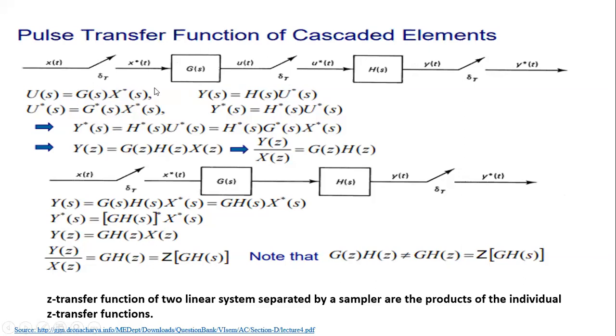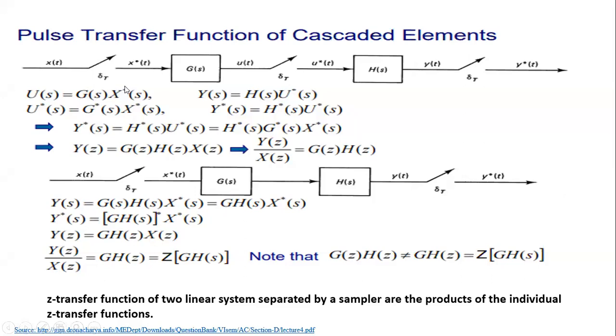U of t is equal to, or in this case it will be u of s. First step will be g of s into x star of s, and similarly y of s to begin with will be h of s into u star of s. So in the first line we have just written systematic equations for both of them. Now the ultimate output that you want is u star. So what do I take? I take the star transform of the upper equation. So u star of s.